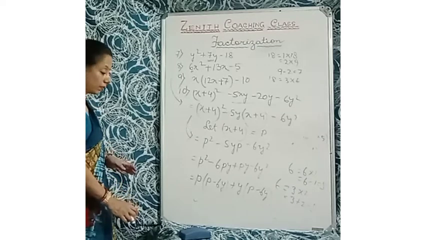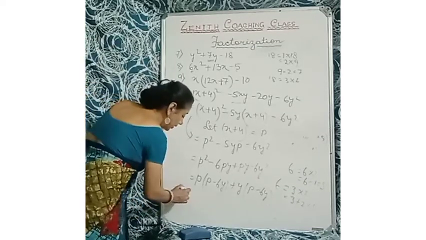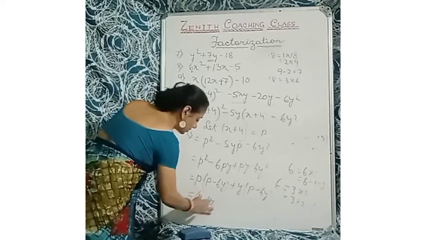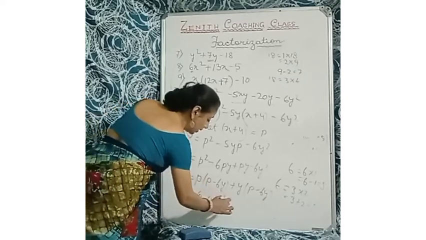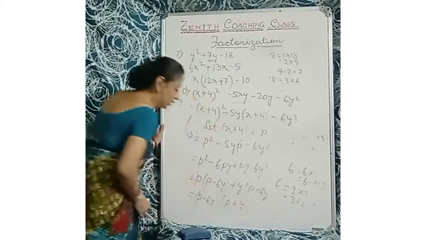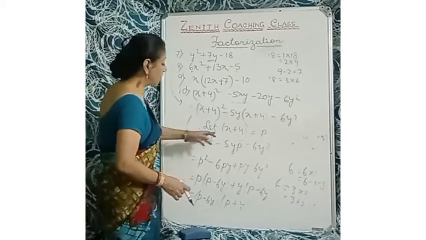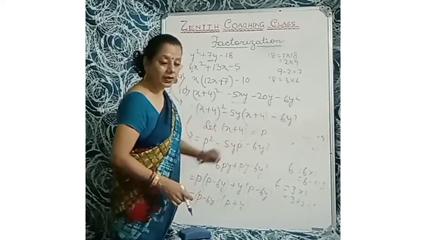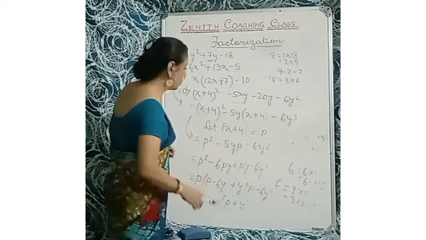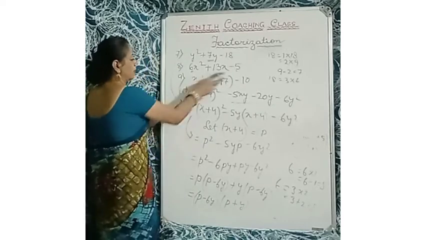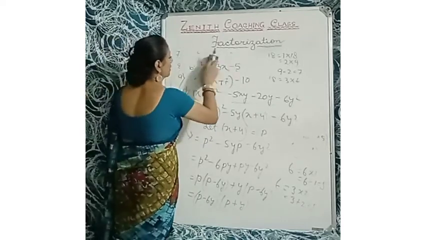The sum is still not finished. So you have to take it. Now p minus 6y is common. First write it here, and here is p plus y. The picture is still not complete, friend. Why? We had taken p as x plus 4, so I should substitute that. So let's do it first. Where to do it? Here.